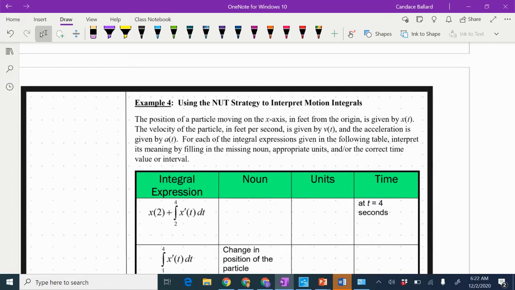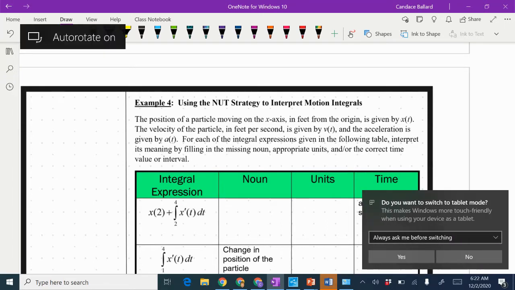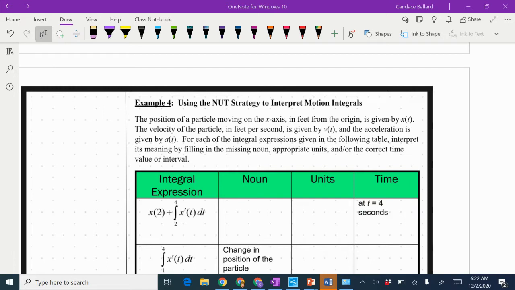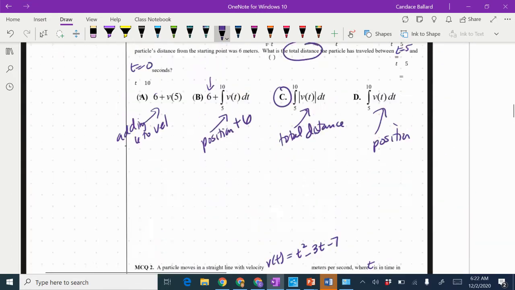In this video, we're continuing topic 8.2, and we're going to look through example 4. It's basically teaching or helping us think through this strategy. And remember, it's noun, units, and time on how we would have to label a lot of free response problems or their final answer when they ask us to explain things. They tend to do that a lot.